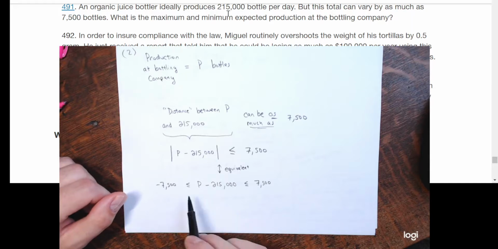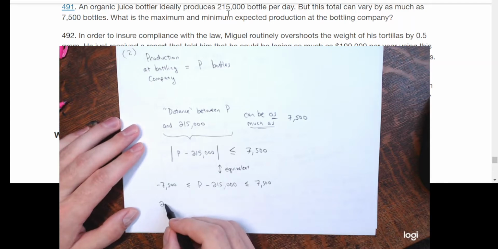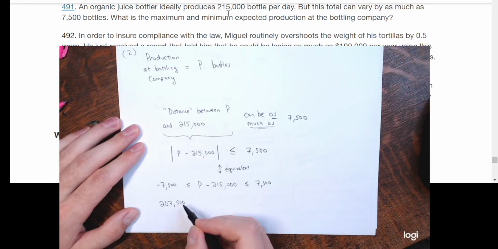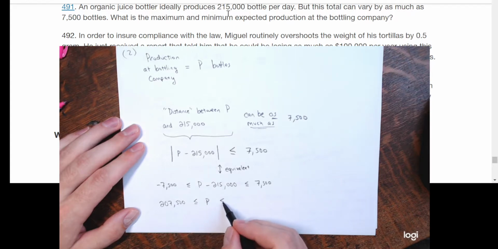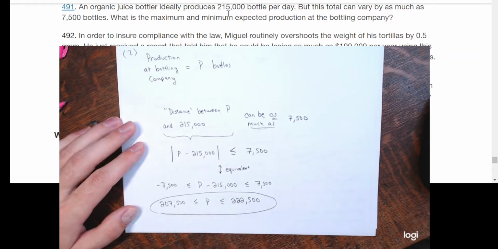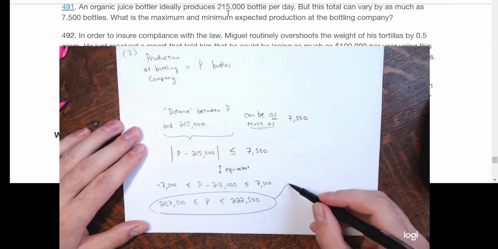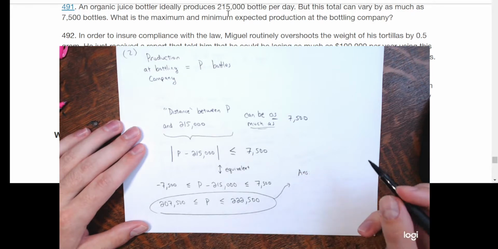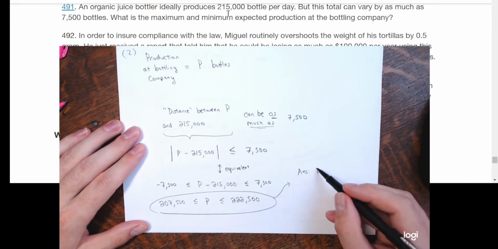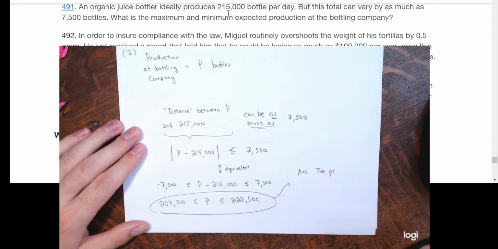And then I solve this by getting P alone in the middle, adding 215,000. So we have 207,500 on the left is less than or equal to P, and that's less than or equal to 222,500 on the right. Now we would describe this in a full sentence. So again, the answer here, the production for this bottling company ranges from 207,500 bottles a day to 222,500 bottles a day.